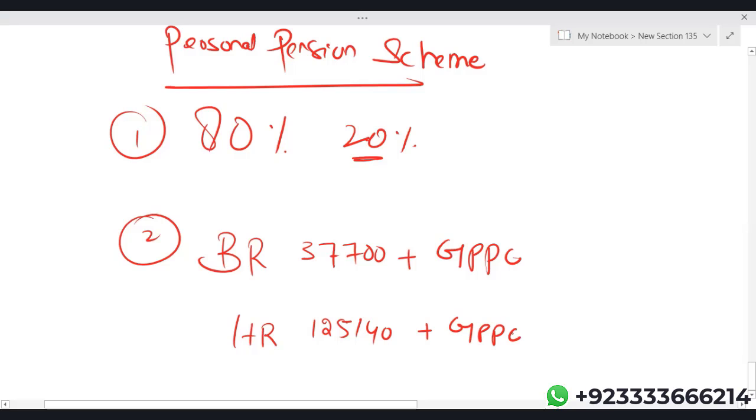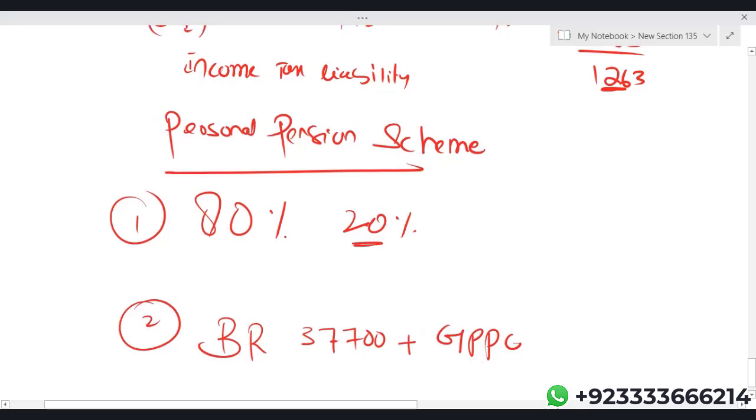Net means 80%, and you have to make it gross. How do we make it gross? Simply, whatever the individual has contributed, if nothing is mentioned, it is 80%. Multiply by 100 divided by 80 to make it gross personal pension contribution. And gross PPC will increase the limit of the basic rate band, as well as the limit of the high rate band.